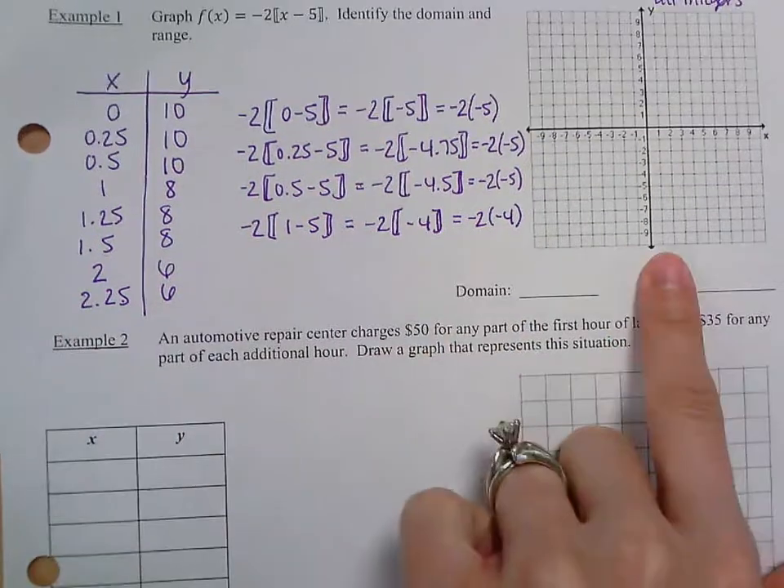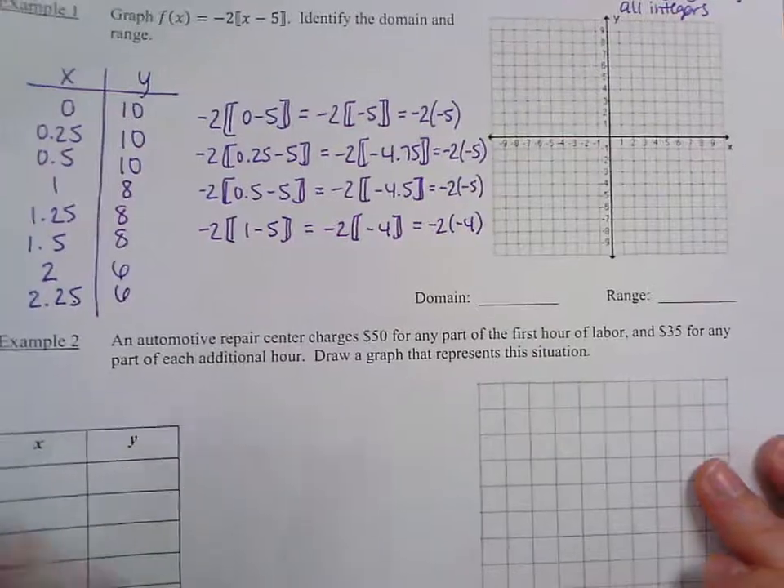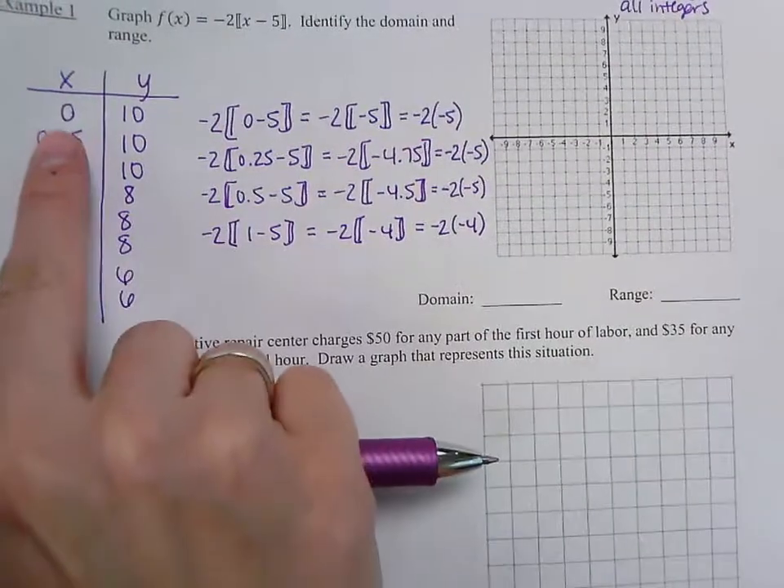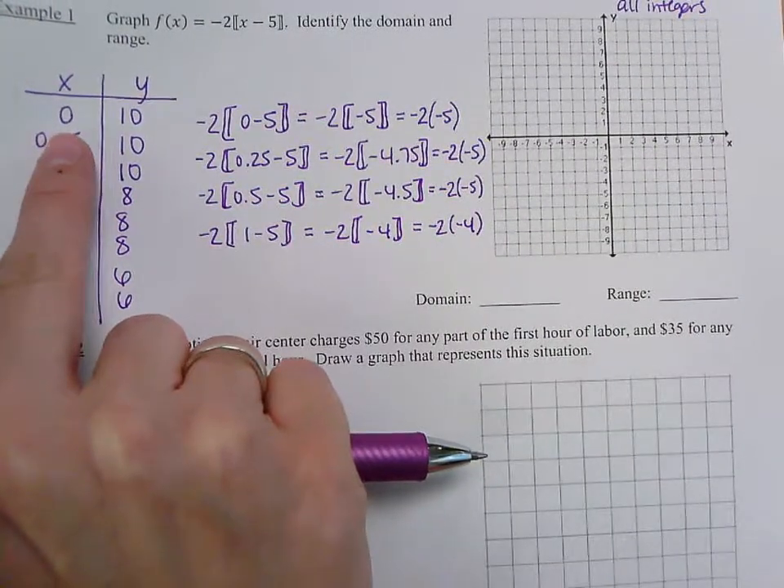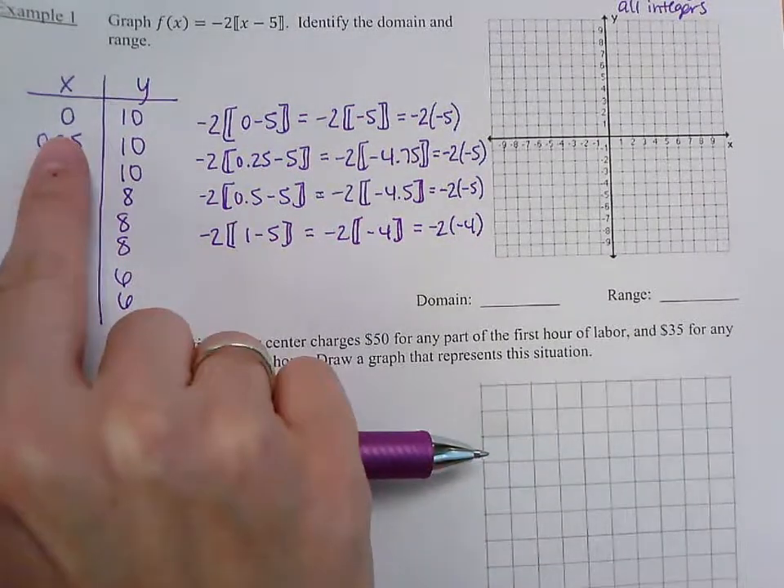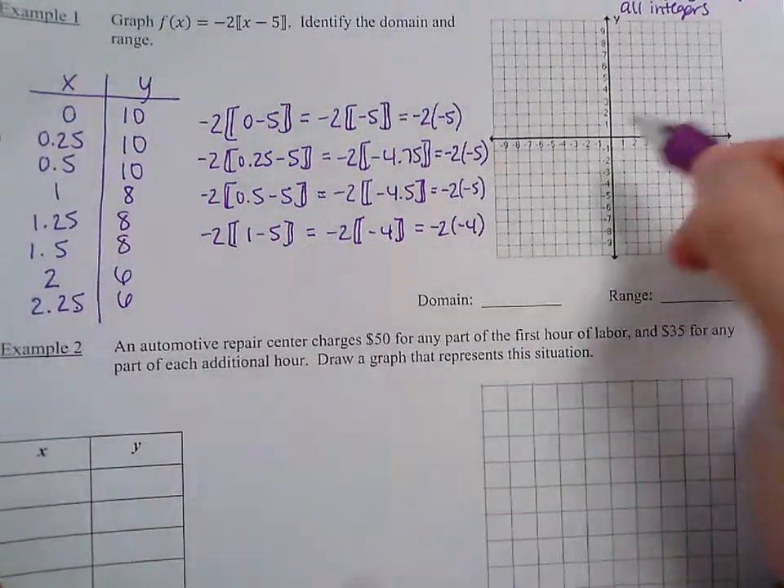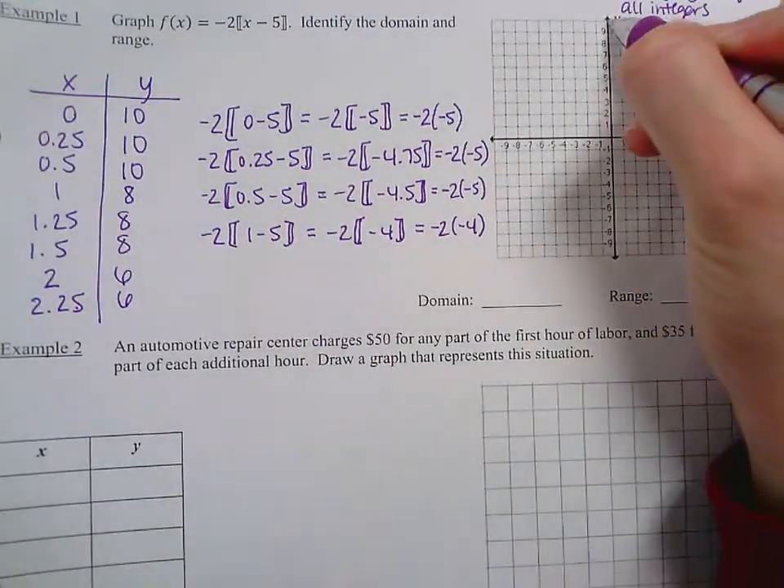Then, to go over here to start making the graph, these are all points on your graph. So I'm going to start with the point 0, 10. I would plot 0, 10 with a dot.